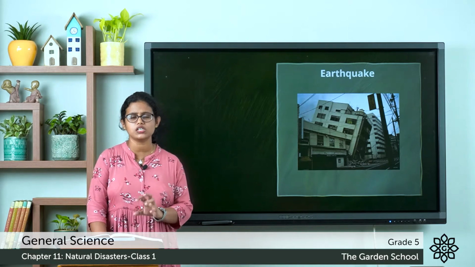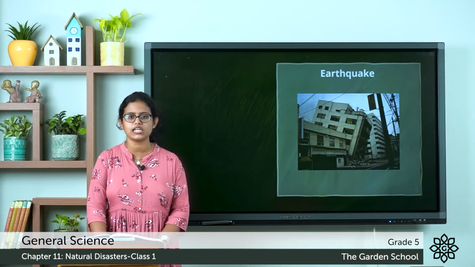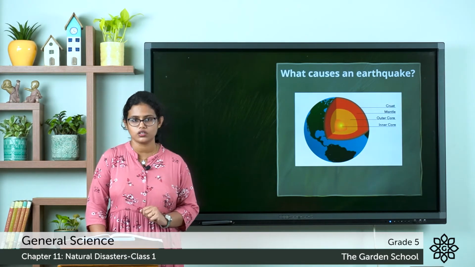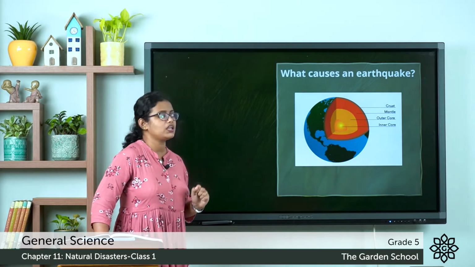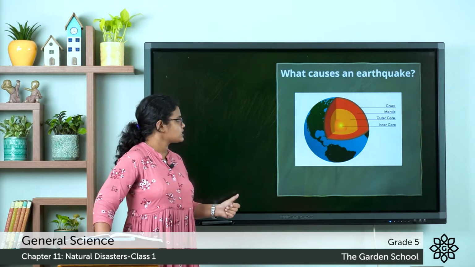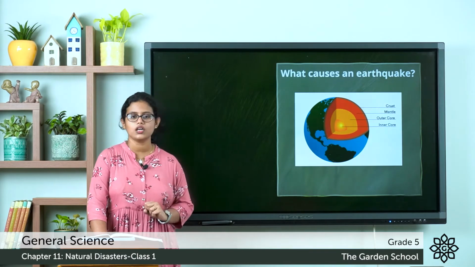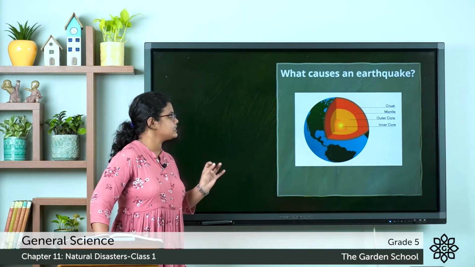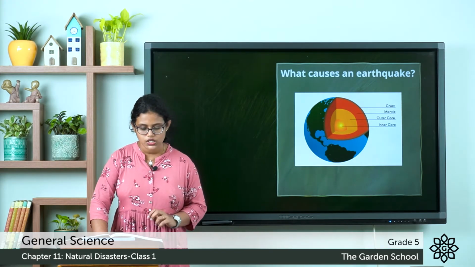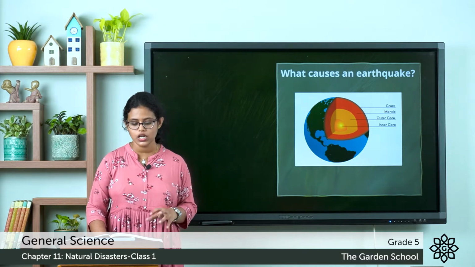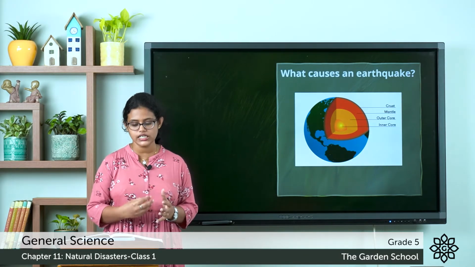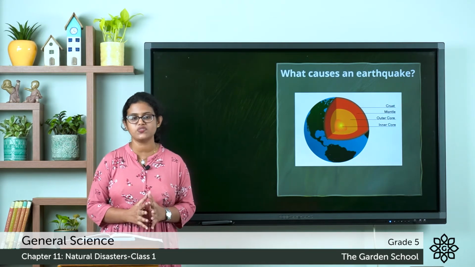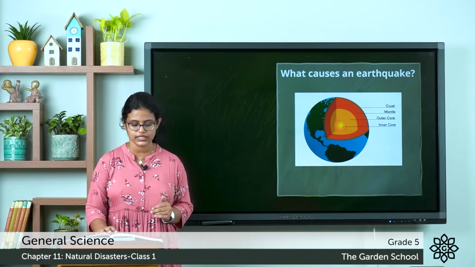Do you know how an earthquake occurs or what causes an earthquake? For that we need to understand the structure of the earth. The earth has four main components: the crust, mantle, outer core and inner core. The entire earth is covered with massive plates of rocks, and we call these the tectonic plates.